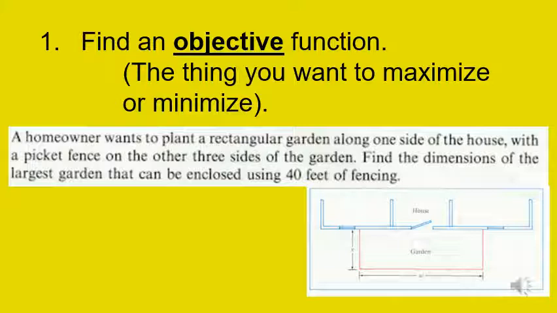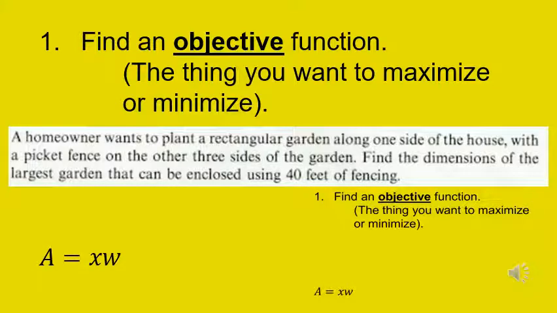Now, if you look at the picture, they have the sides labeled as X and W instead of L and W. I'm pretty sure they did that because if you use an L, it can look an awful lot like a 1 when you're writing stuff out, and the X is just a different variable then. So that's why my objective function is going to be the area equals X times W. Again, just length times width, that's my objective.